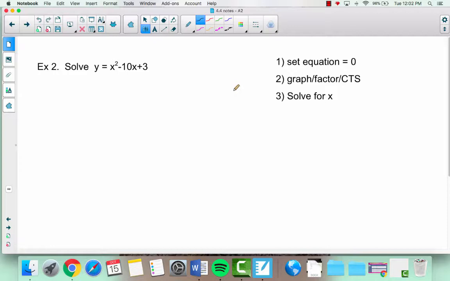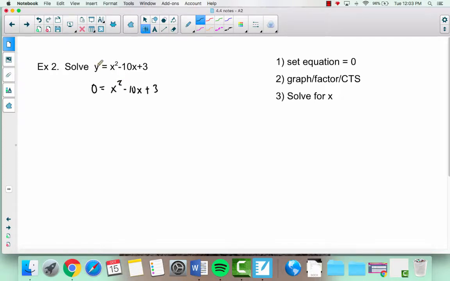But here the factors of 3 will not get you 10, so we know we can't factor, so we're going to go ahead and use completing the square. And in order to do that, we first need to set our equation to 0. So that's going to be step number 1. So we're going to have 0 is equal to x squared minus 10x plus 3.